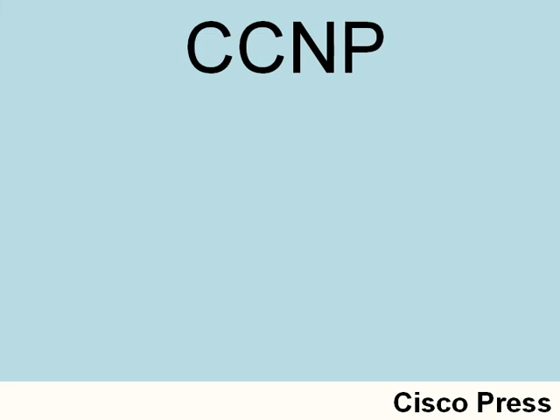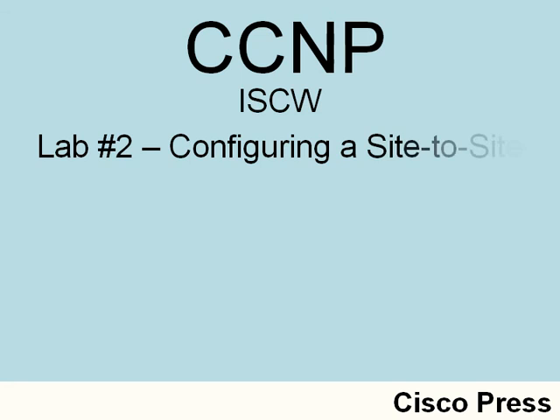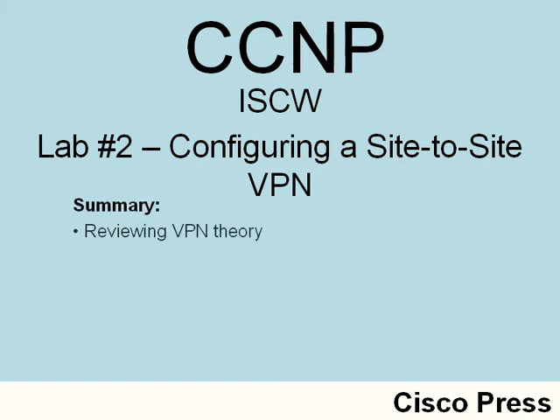Let's review where we have been in this lab. In this lab, we took a look at an ISCW topic. Specifically, we took a look at configuring a site-to-site virtual private network using IP security. We began by discussing what a VPN could do for us in terms of giving us confidentiality and assuring the integrity of the data that we were sending from one site to another site.